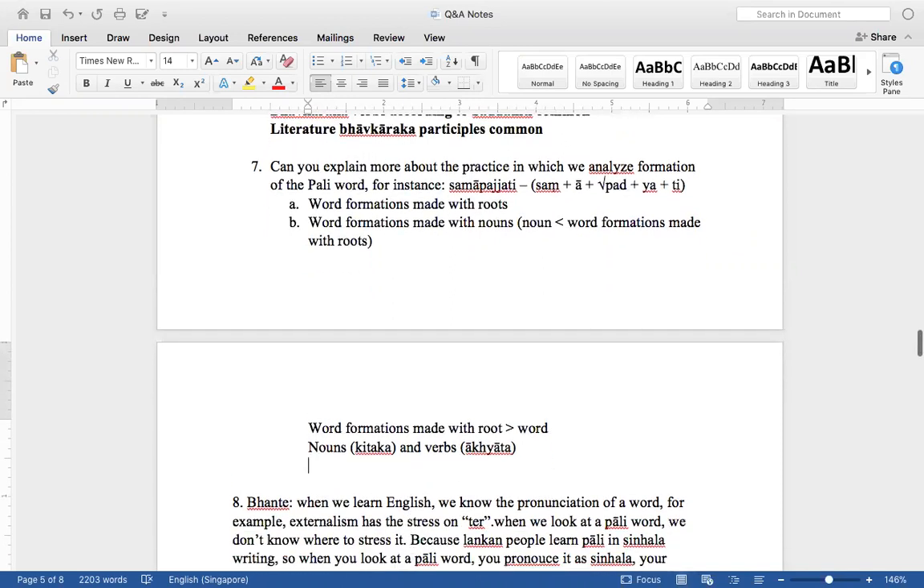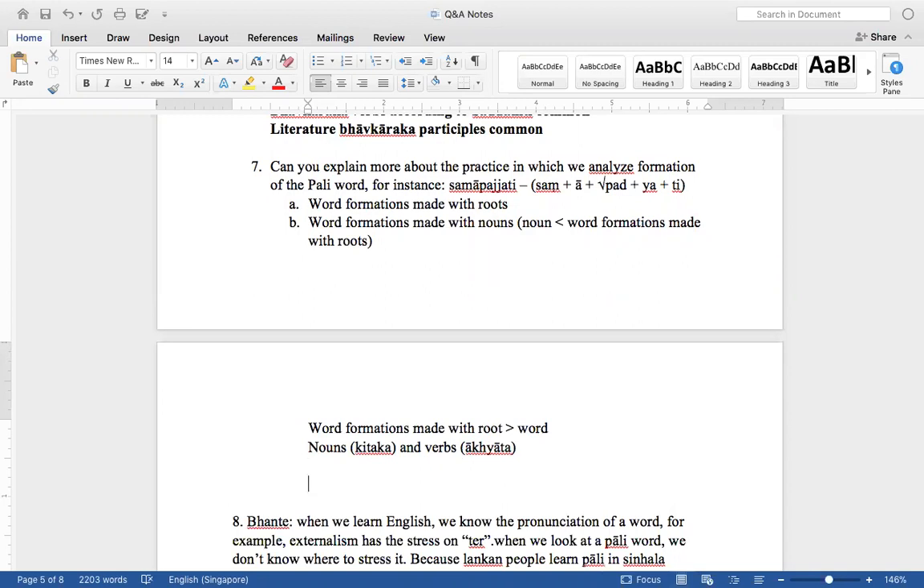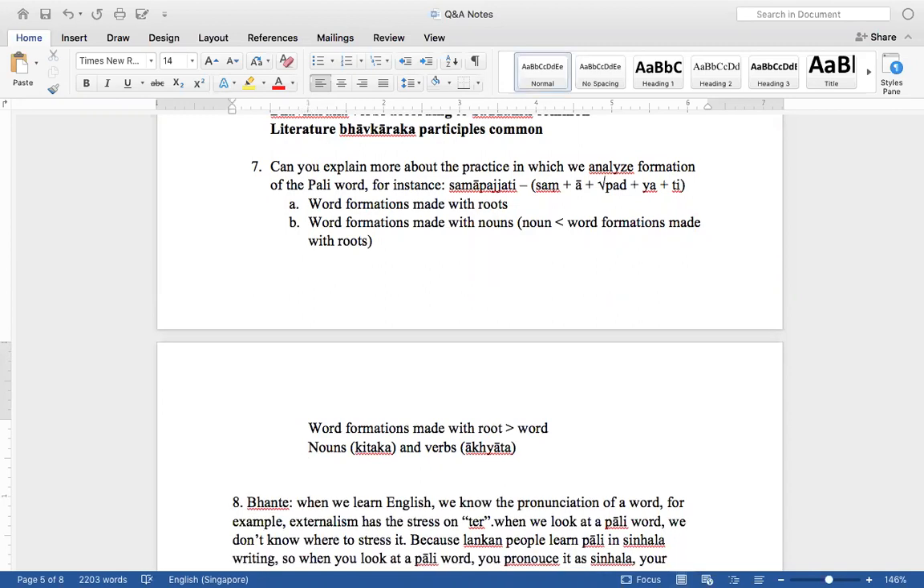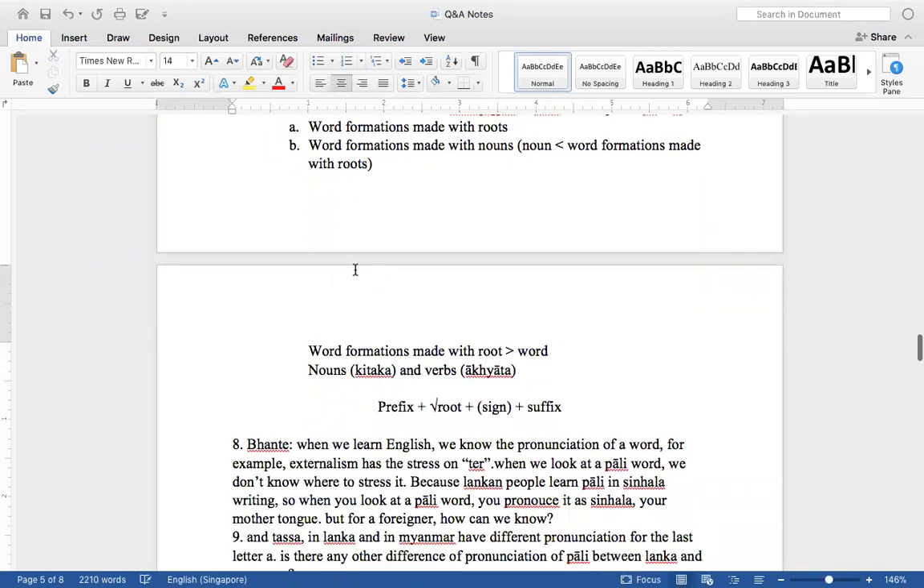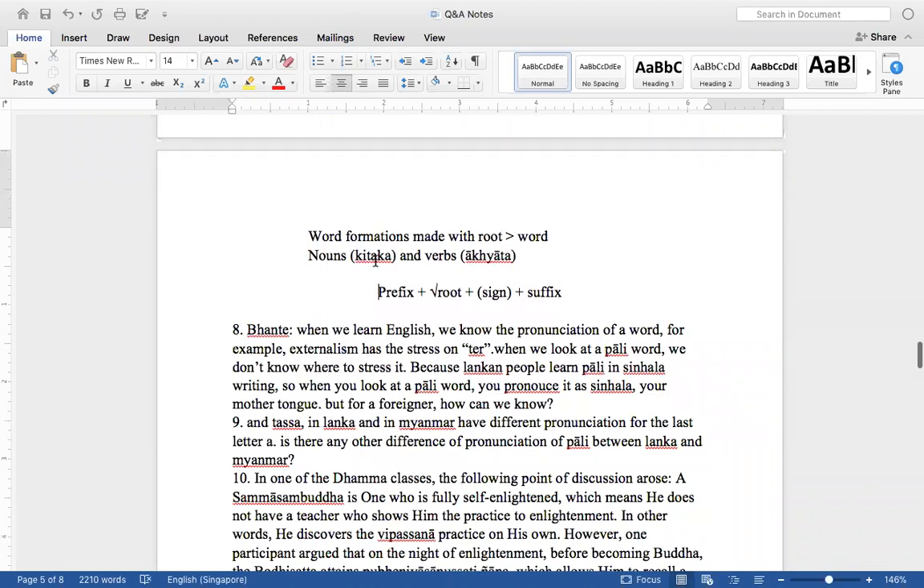Now, the basic word formation, whether it is for a kitaka or an akyata: we have a prefix, and there can be many prefixes, not only one. Then we have the root. Then sometimes we have a sign or a suffix. The sign is not always there. This is the basic word formation, whether it's a verb or a noun. If it is a noun made out of a root, we call it a kitaka. If it is a verb, we call it an akyata.